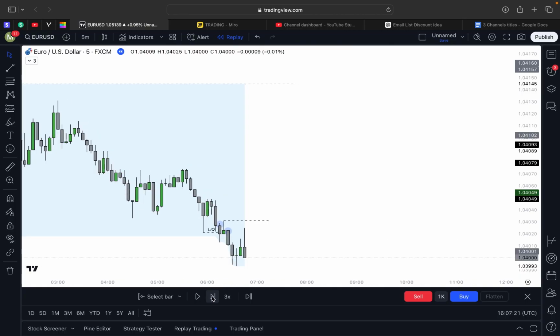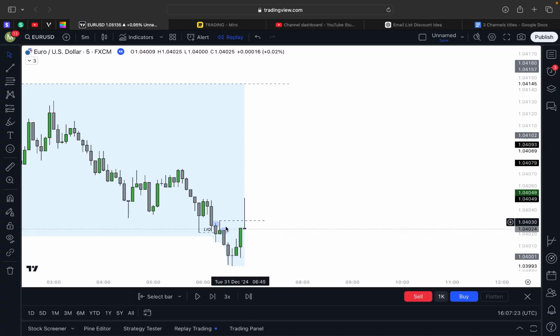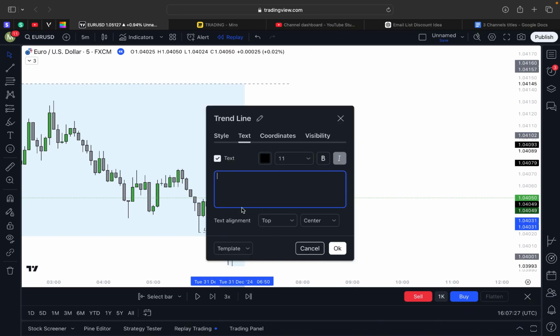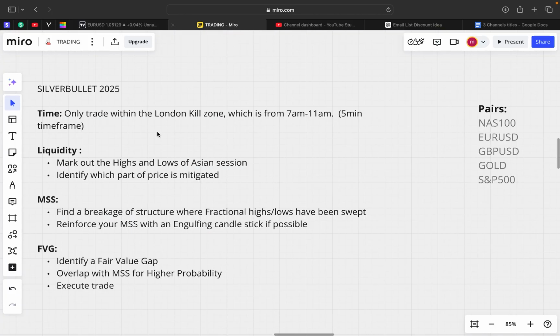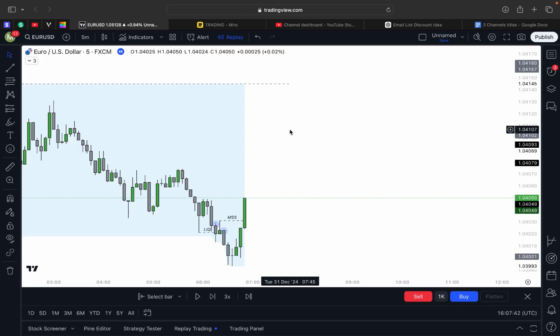Okay, so if I just play price forward, you can see it has completely broken this fractal high. And now this is all we need to actually start putting the trade in. So this is the market structure shift. And all we're looking for now is the fair value gap, which we already have, which is anywhere around here. So if I go back on this, you can see we need to identify the fair value gap and overlap it with a market structure shift for higher probability, and then we can execute the trade. This is all you need to do.